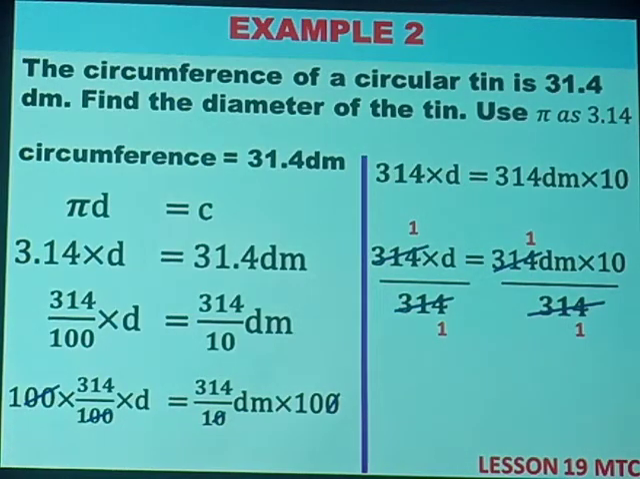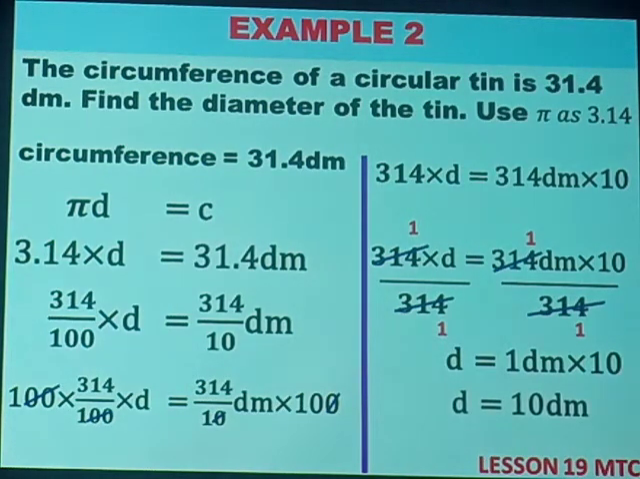So we have 1 times diameter out of 1, which is equal to 1 decimeter times 10. So which we shall write as diameter is equal to 1 decimeter times 10. Finally, our diameter will equal to 10 decimeters. We shall underline our answer.